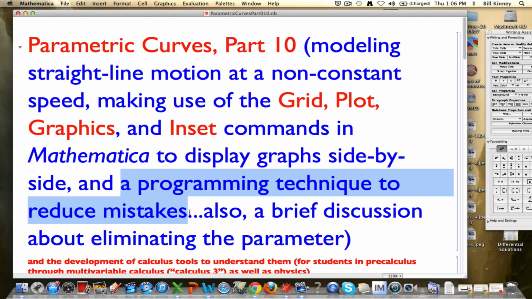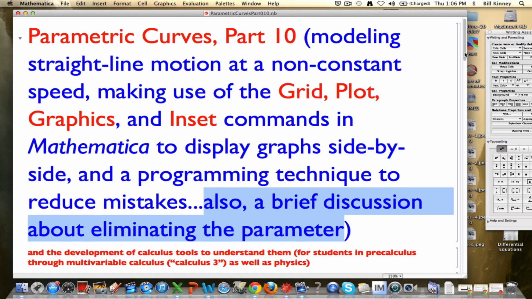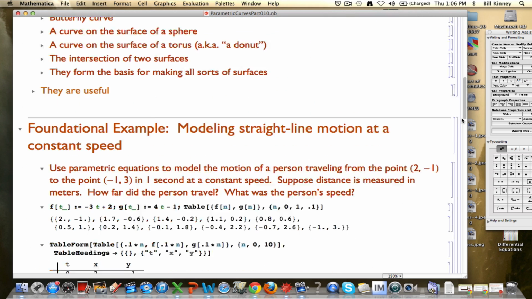I will remind you of the programming technique that I showed you in the last video to reduce mistakes. And I will also include a brief discussion about eliminating the parameter, which I've talked about before. It's an algebraic way to verify that we get the same exact straight line of motion, even though we're going to be doing it at a non-constant speed.